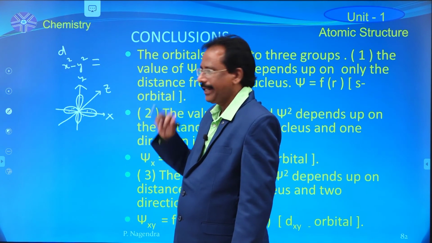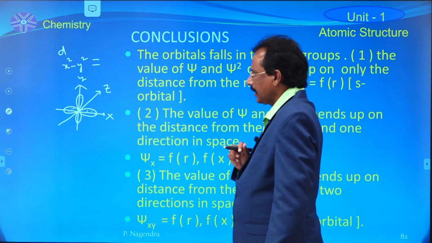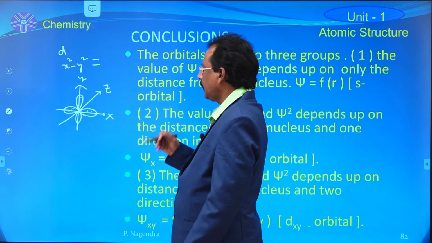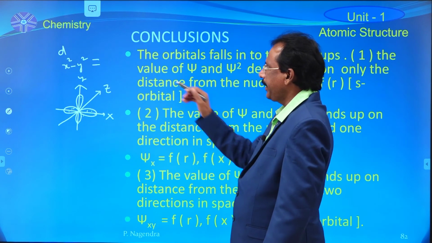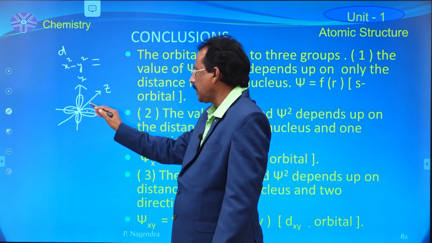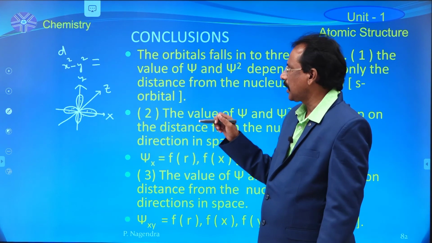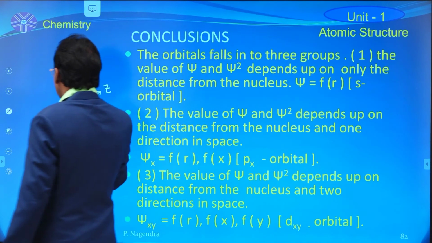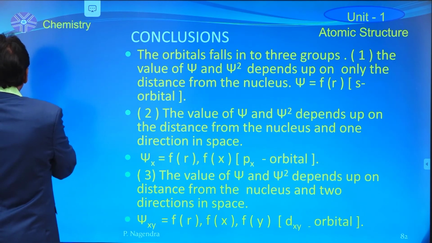So in dxy, dyz and dxz, the lobes are concentrated in between the axes, each d orbital containing 2 nodal planes. In dx square minus y square orbital, 2 lobes are concentrated along the x direction, the remaining 2 lobes are concentrated along y direction. This orbital is also having 2 nodal planes.